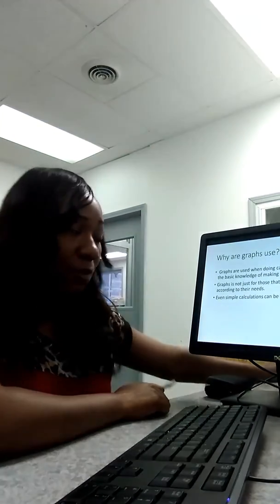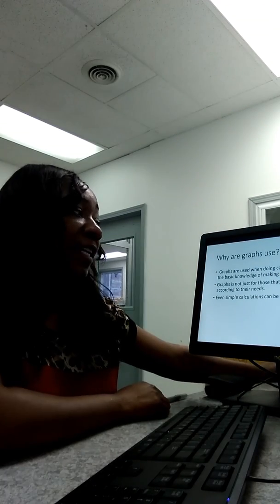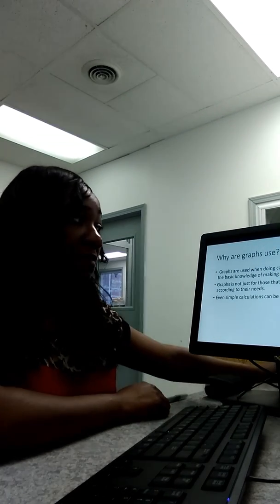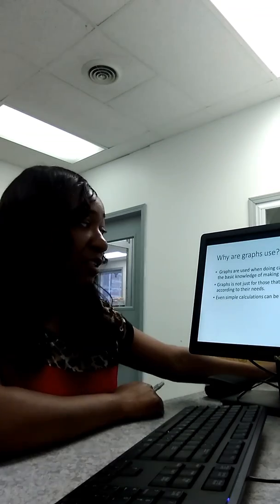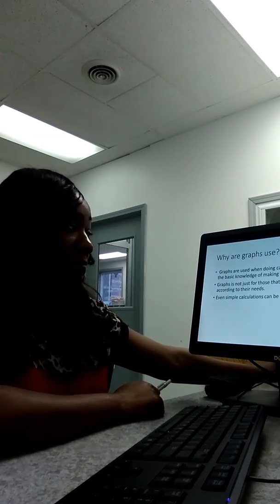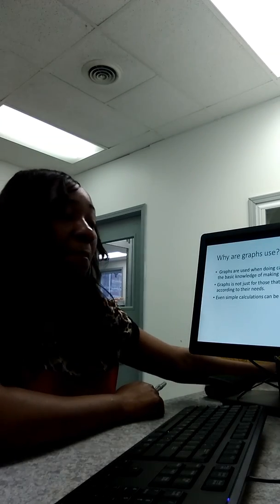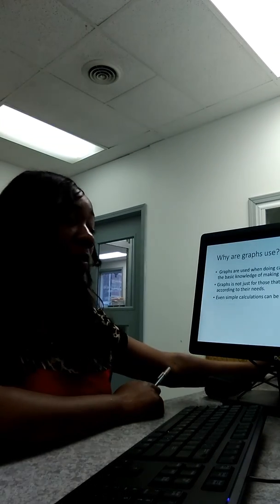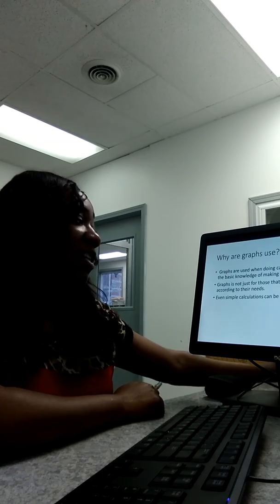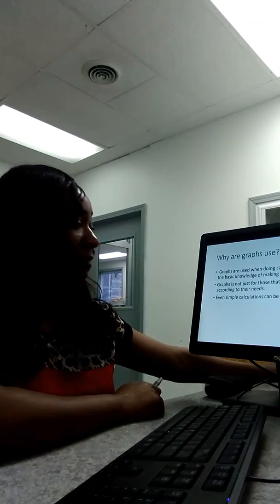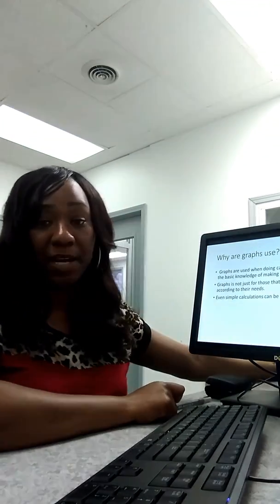Why are graphs used? Graphs are used when doing calculations in everyday life. We need the basic knowledge of making use of a graph. Graphs are not just for those that excel in math, but for everyone according to their needs. Even simple calculations can be assessed better by using a graph.